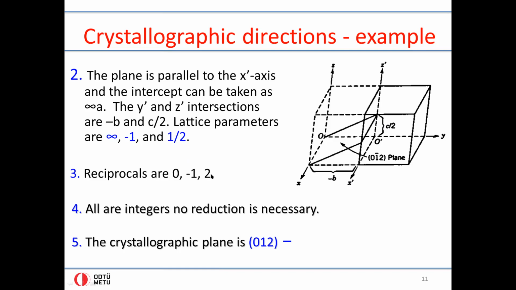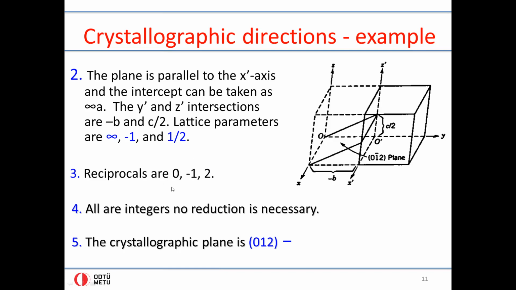You take the reciprocals because that's the rule. And again, mathematically incorrectly, but bear with us, you get 0 as a value for the first one. -1 over 1 equals -1. And the reciprocal of 1 over 2 gives you 2. So you now have these values. You check in step 4 whether you have a reduction necessary to get the smallest set of integers, and you see that you can't get a smaller set of integers than these.